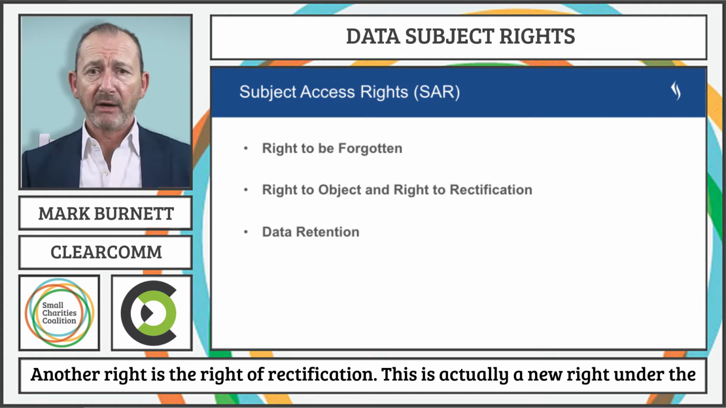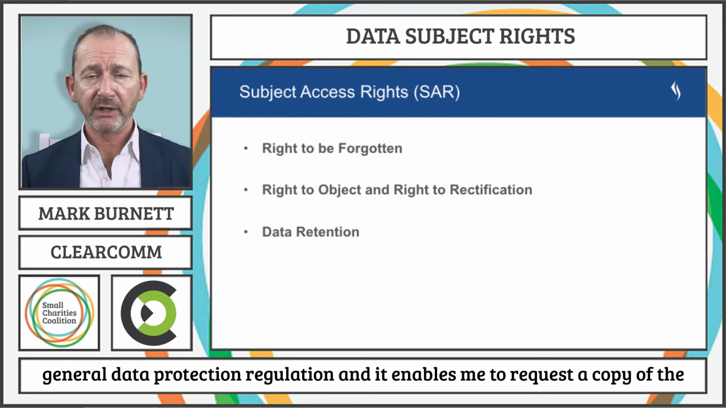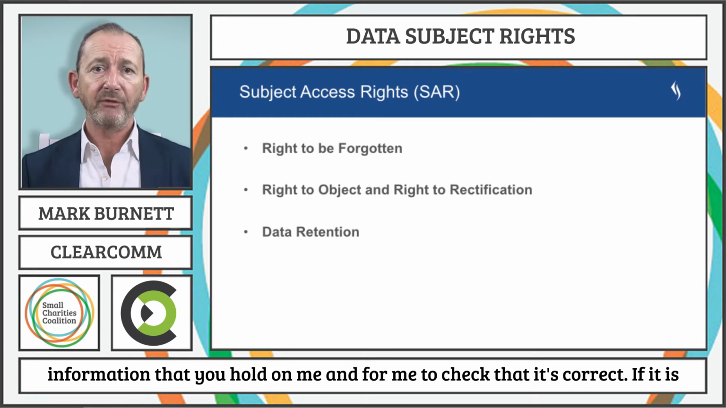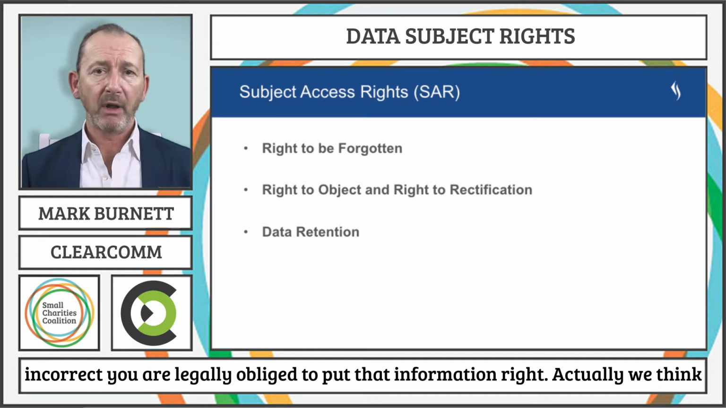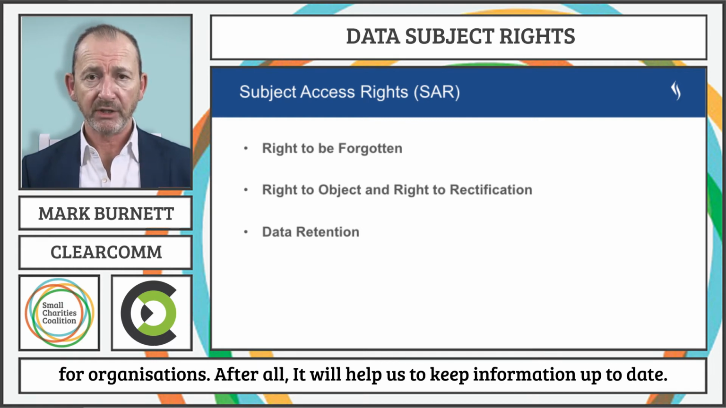Another right is the right of rectification. This is actually a new right under the General Data Protection Regulation, and it enables me to request a copy of the information that you hold on me and for me to check that it's correct. If it isn't correct, you're legally obliged to put that information right. Actually, we think this is good housekeeping, and we think that the right of rectification is good news for organisations. After all, it will help us to keep information up to date.